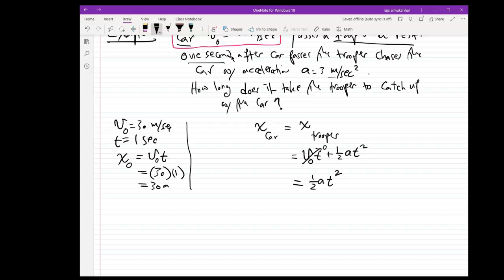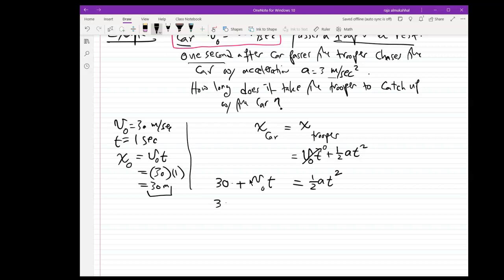And for the car, well, what is it for the car? The distance traveled by the car would be the 30 meters head start, the one we just calculated, plus v naught times t for the future. You see what I'm saying?